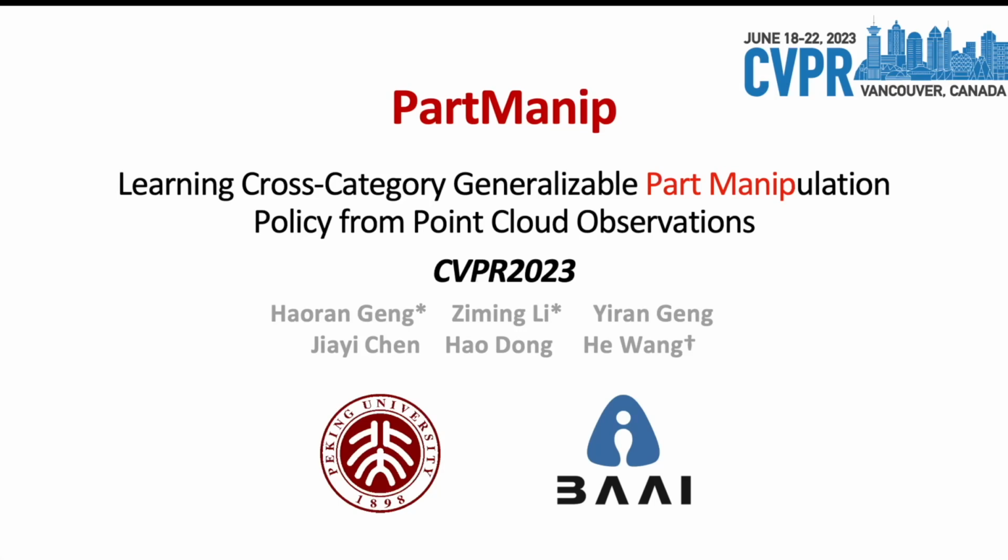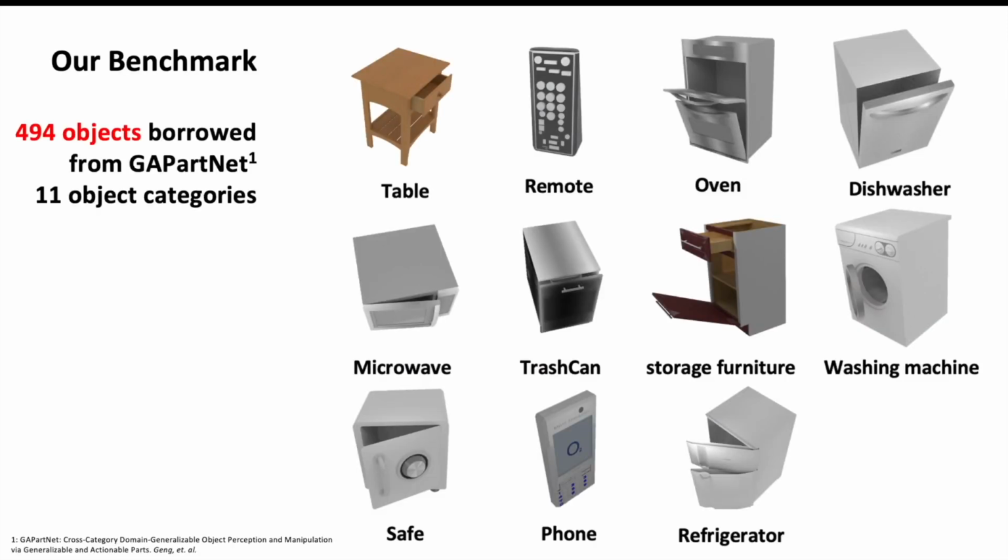In this video, we present our work, PartManip, Learning Cross-Category Generalizable Part Manipulation Policy from Point Cloud Observations. We build a realistic benchmark, including 494 different object instances from 11 different categories, borrowed from PartManip. We select objects that contain articulated doors or drawers with handles and objects that have buttons.